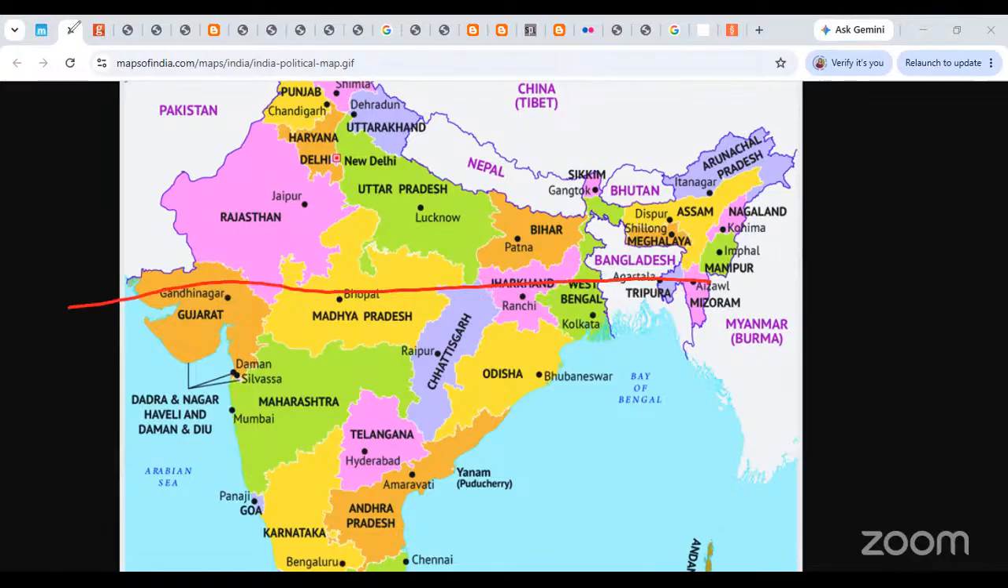Now we have the Tropic of Cancer. So we are saying that these are the states through which the Tropic of Cancer passes: Gujarat, Rajasthan, Madhya Pradesh, Chhattisgarh, Jharkhand, West Bengal, Tripura, and Mizoram. These are the 8 states through which it passes, and this is the order in which it is going to run. So please remember these 8 states.